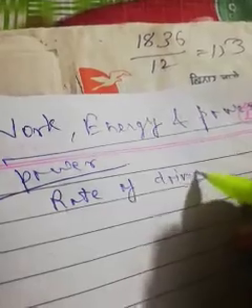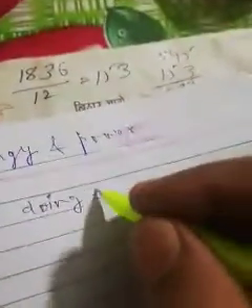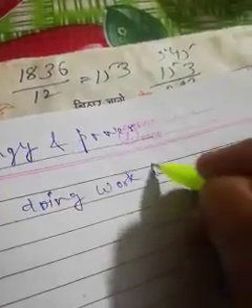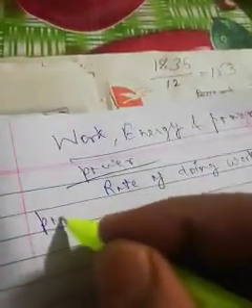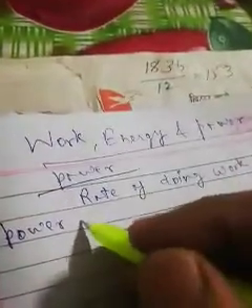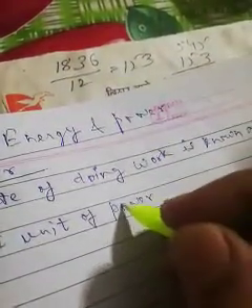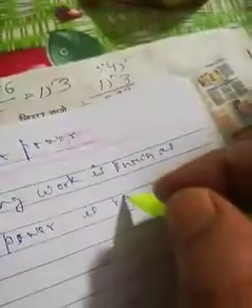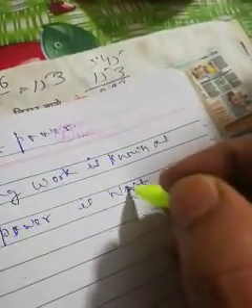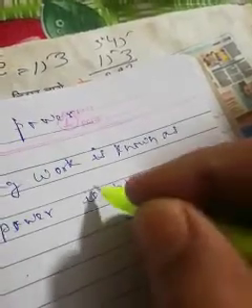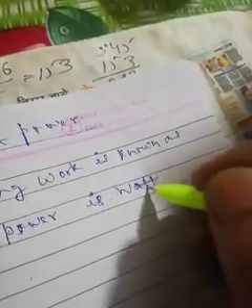Rate of doing work is known as power. SI unit of power is what? SI unit of power is watt.